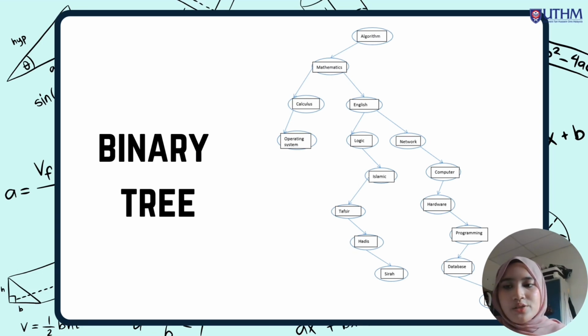English branches into logic and network. Logic connects to Islamic studies, then tafsir, hadith, and sirah. Network connects to computer, which branches into hardware, programming, database, and finally security, which protects systems and data. This tree shows the hierarchical connection between subjects, from general topics at the top to more specific ones at the bottom. It also demonstrates how a binary tree organizes information efficiently, making it easier to understand relationships between different subjects.